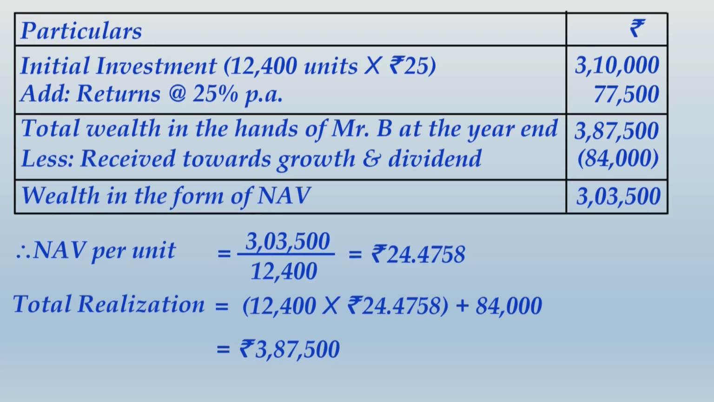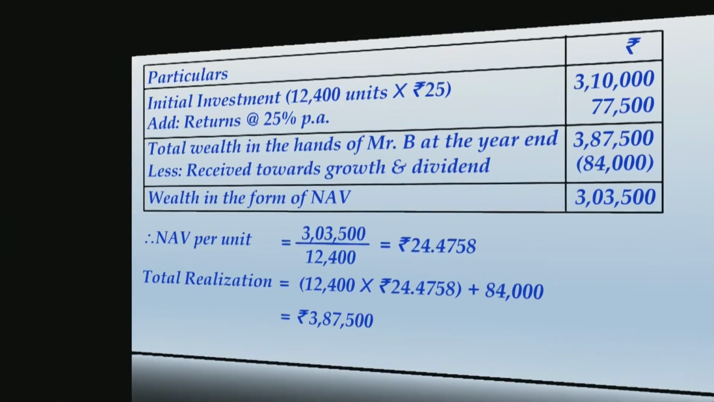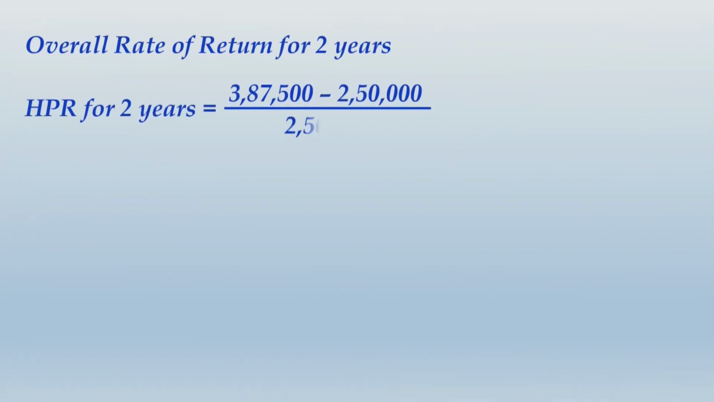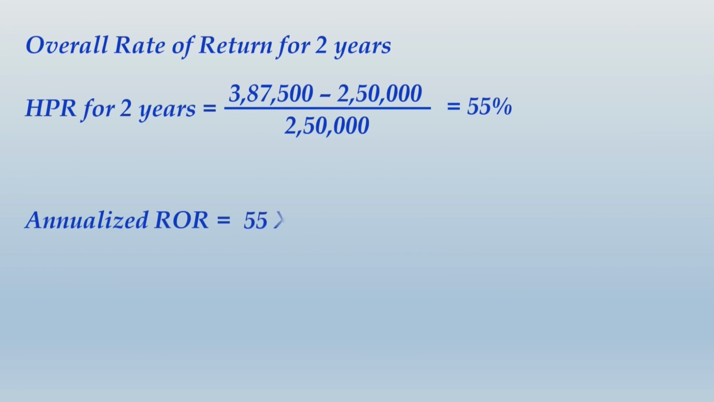Alright friends, you would have finished writing this whole thing. Let us move ahead and solve the last part of the question. The overall return for 2 years has been asked. So if you could understand one simple thing, originally the investor has invested 2,50,000 and final realization was 387,500. So 387,500 minus 2,50,000 divided by 2,50,000, the overall return for 2 years is 55%.